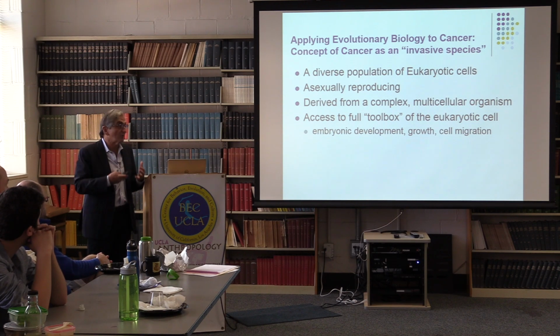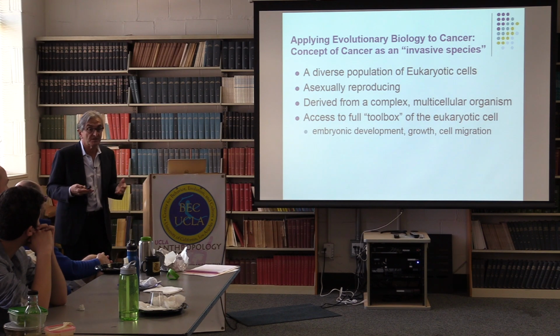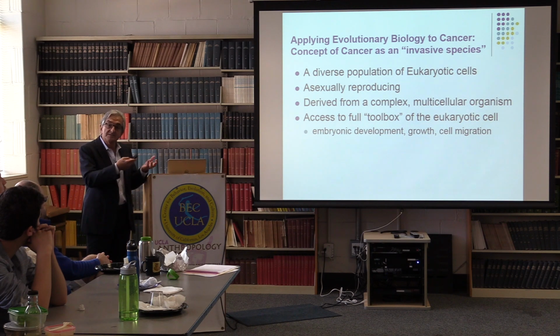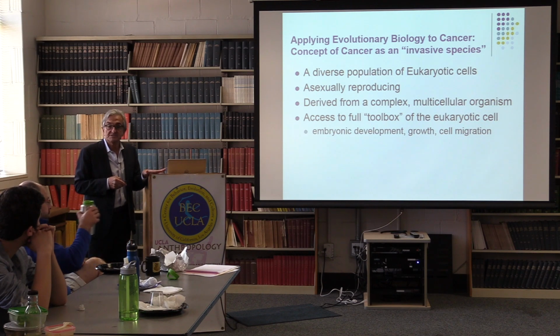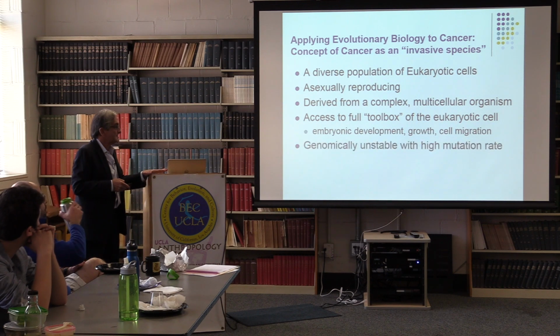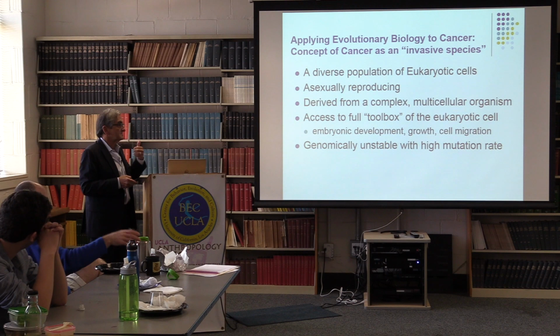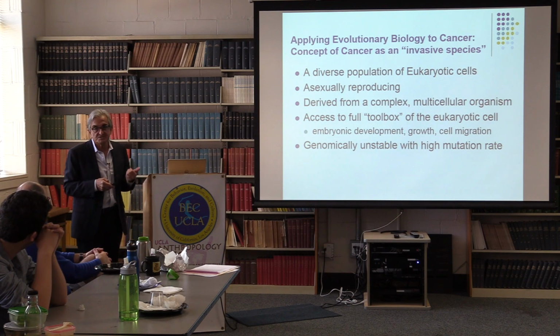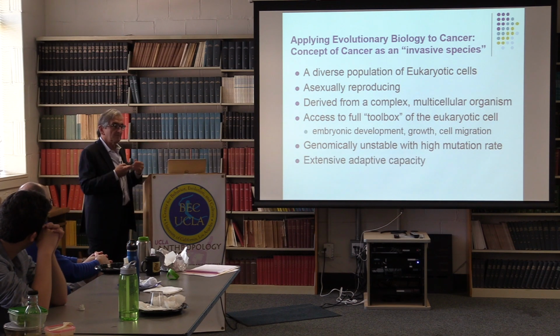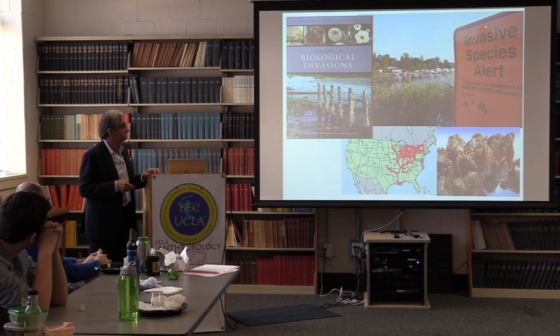When you think about the migration of cells around the body during embryonic development and the rapid proliferation and growth, all that a cancer has to do is somatically mutate or even simply turn on one of these programs of genes that was present in the embryonic stage. Plus, they're genomically unstable with a very high mutation rate, meaning extensive adaptive capacity. So how do you ever get at a foe like that?